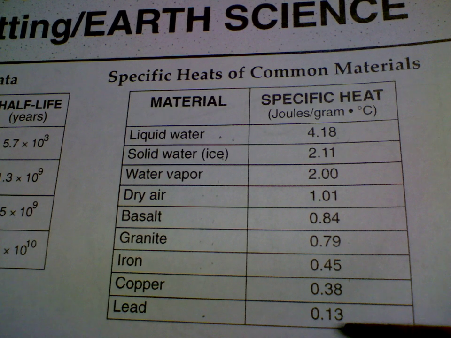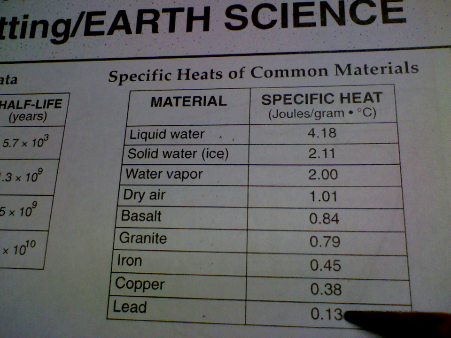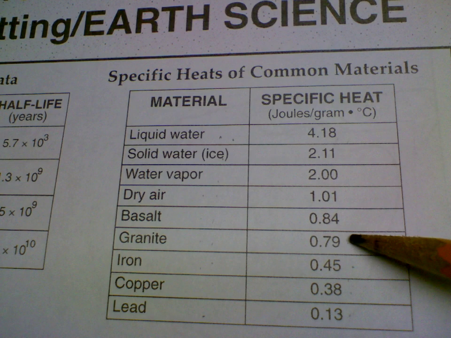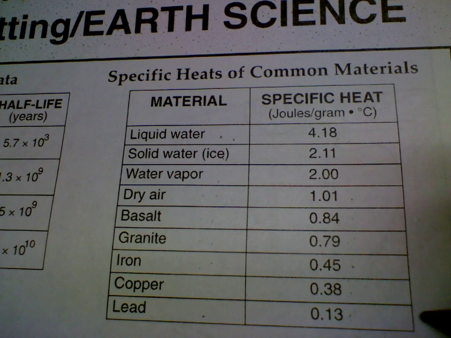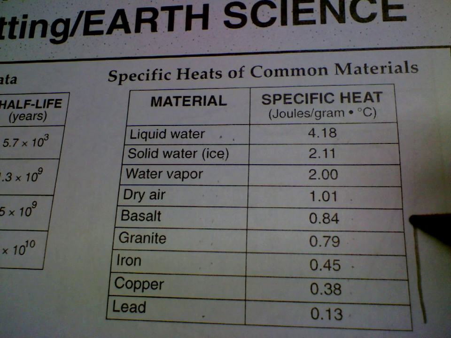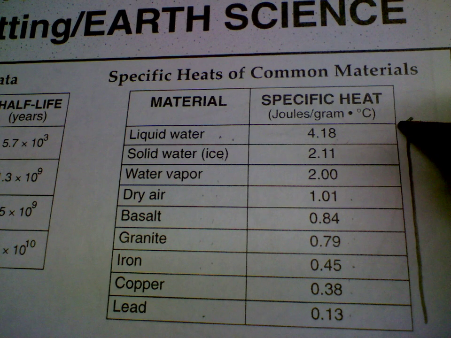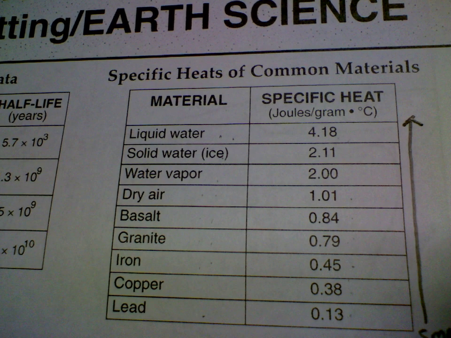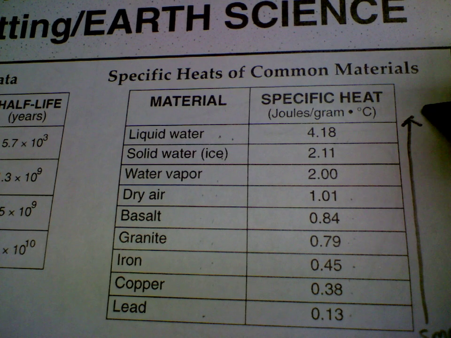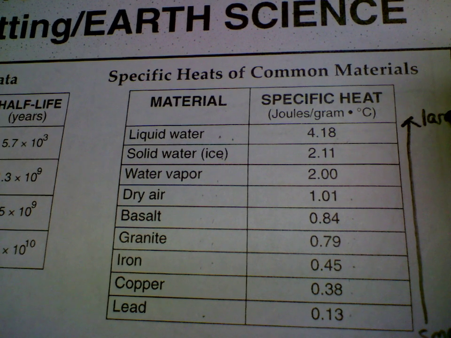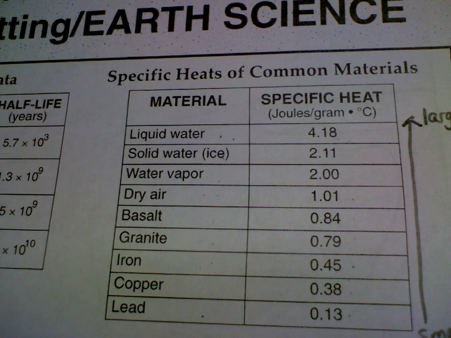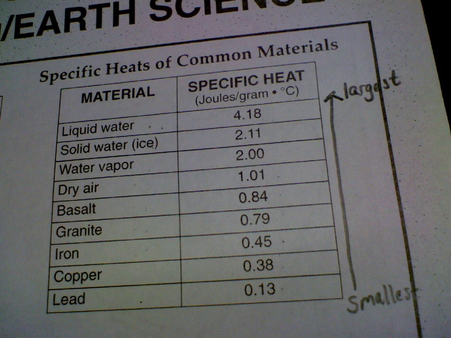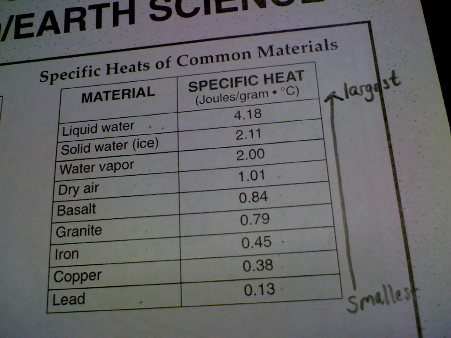And notice something. If I start down here with lead, I start at 0.13. Then it goes up to 0.38, 0.45. This is going in order. So what you probably want to do on your reference table is draw an arrow right up the side here. This is going to be the smallest specific heat, and this will be the largest specific heat. Oh, you can't see that, can you? All right. That is what you should do on your reference table.